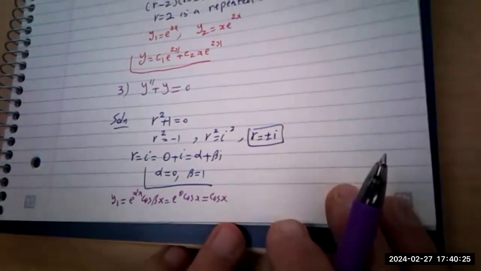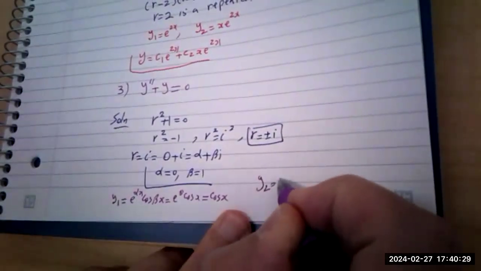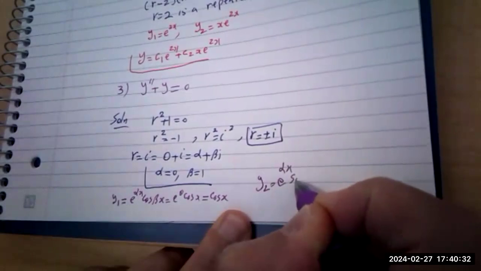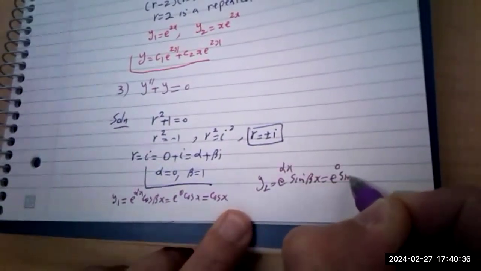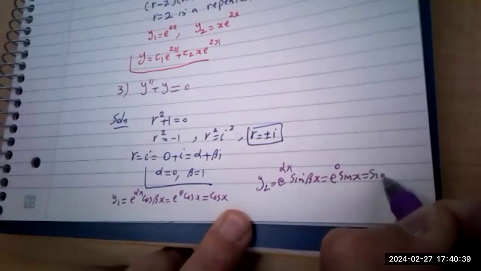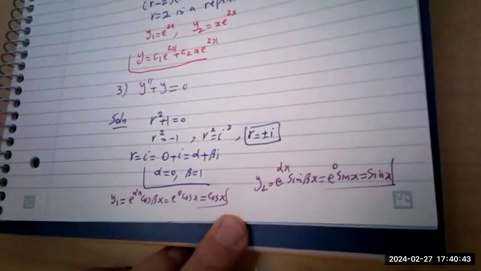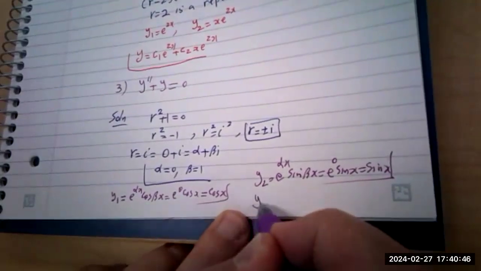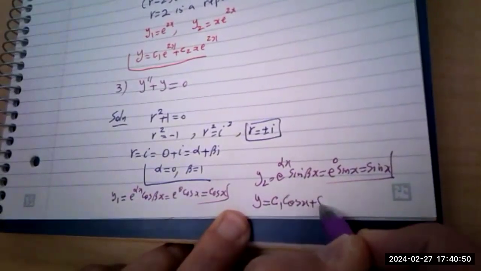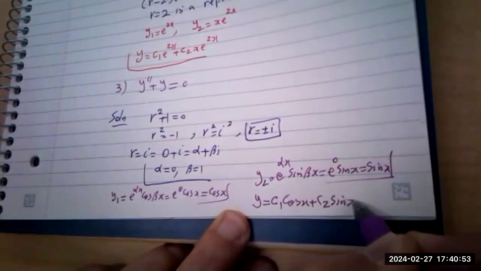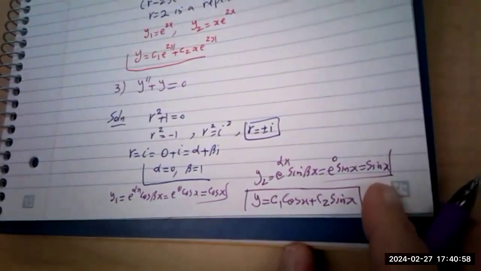So the second one, y2, is e to the alpha x sine of beta x. Again, that gives you e to the 0 sine of x, which is sine x. So sine x and cosine x are going to be your particular solutions. So the general solution is y equal to c1 cosine of x plus c2 sine of x. That gives you the general solution of your differential equation.